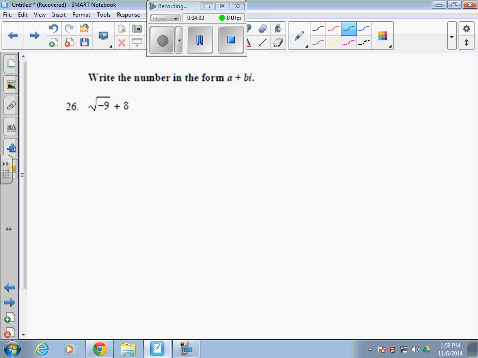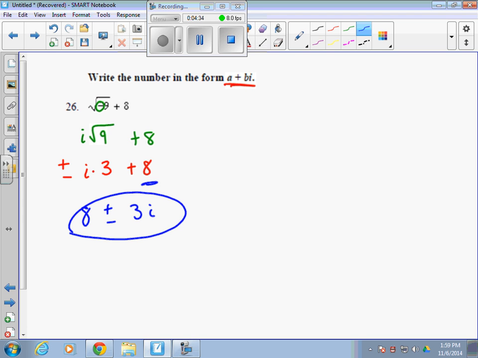Number 26 tells you to write it in the form a plus bi. Remember, in order to get this negative out of here, we multiply that by i. So i times the square root of 9 plus 8. We know what the square root of 9 is. It's 3. So we have i times 3. But it's both positive and negative, that value, plus 8. So we want to make it into the form a plus bi. A is this value that's not multiplying by anything. So 8 plus or minus 3 times i, a plus bi.